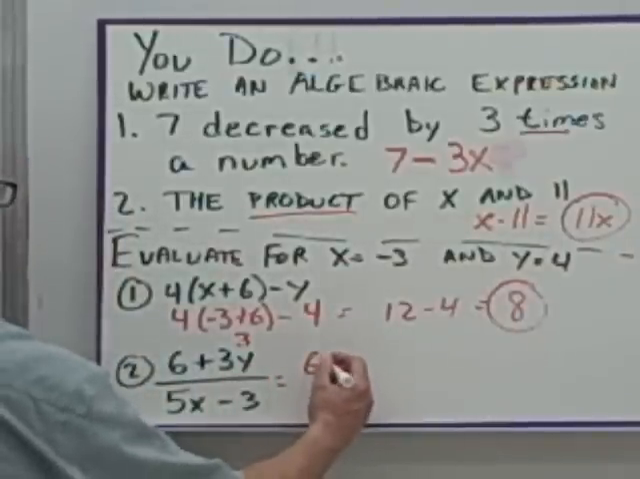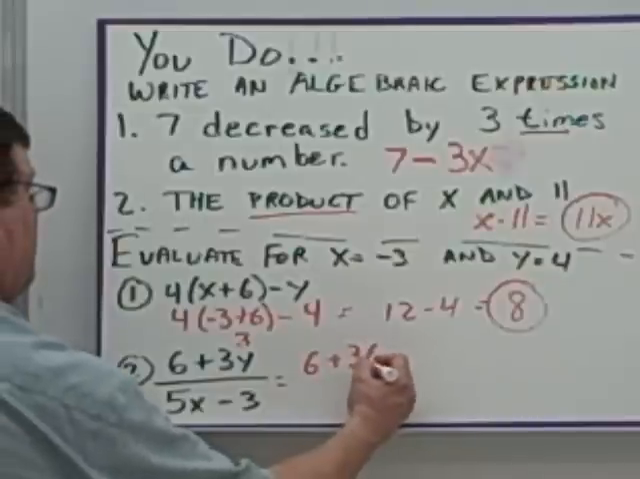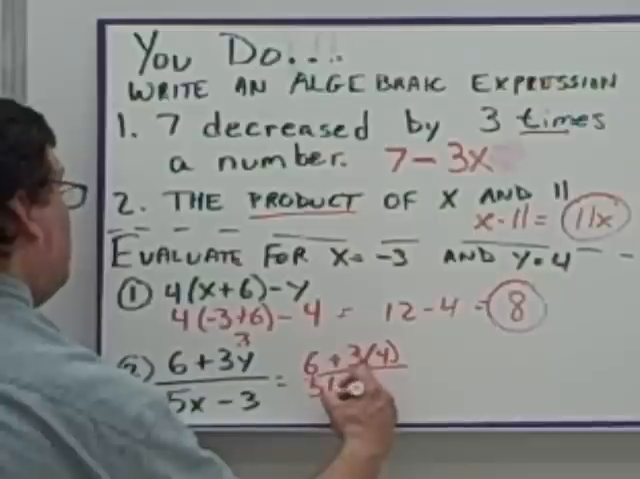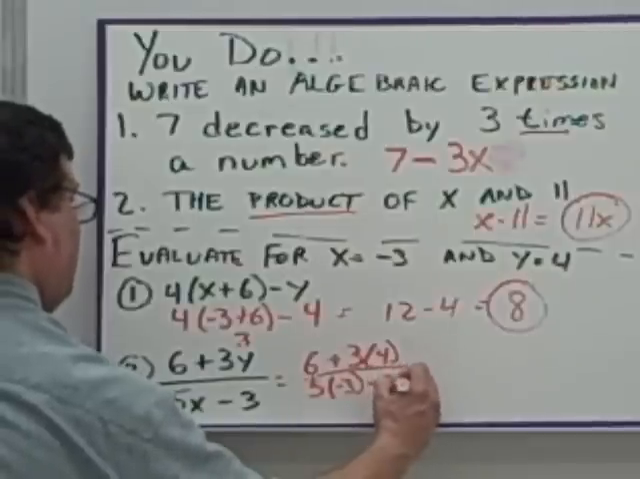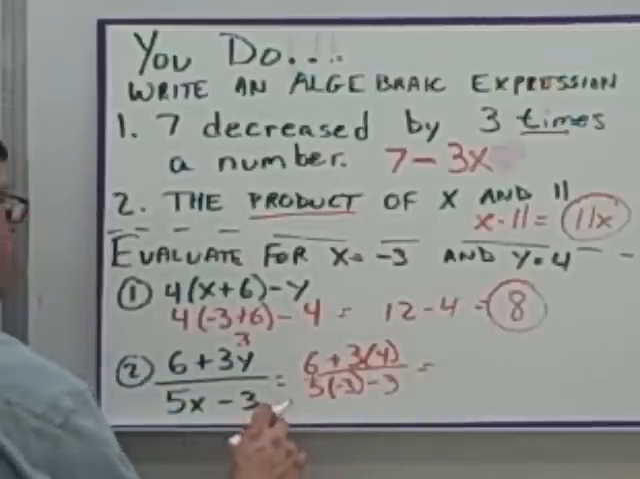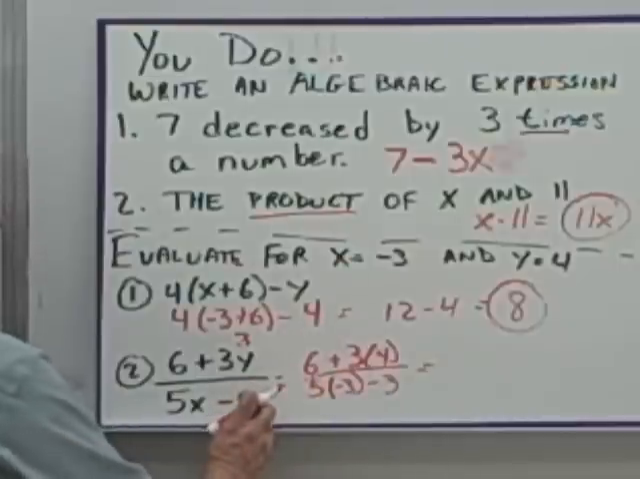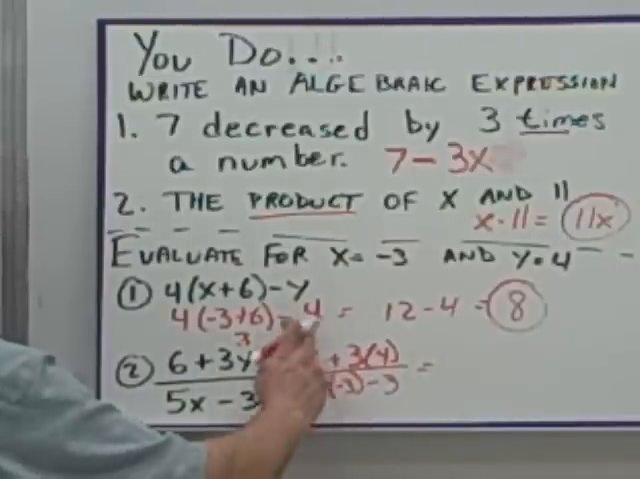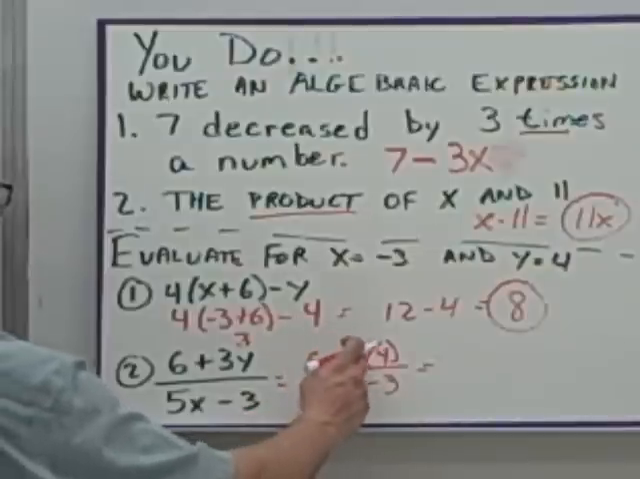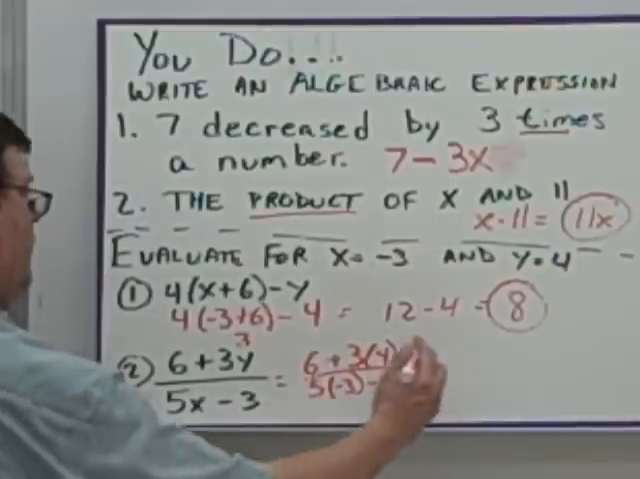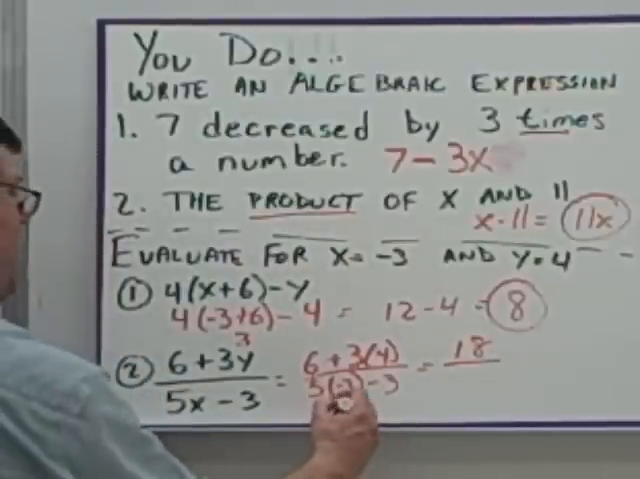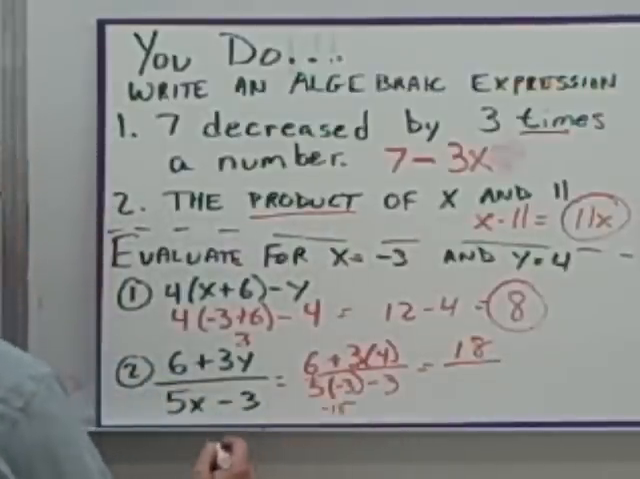Here, plug it in, we get 6 plus 3 times 4 over 5 times negative 3 minus 3. The fraction bar is a grouping symbol, so we need to work with the top and the bottom before we do the dividing. 3 times 4 is 12, plus 6 gives me 18. 5 times negative 3 gives me negative 15.